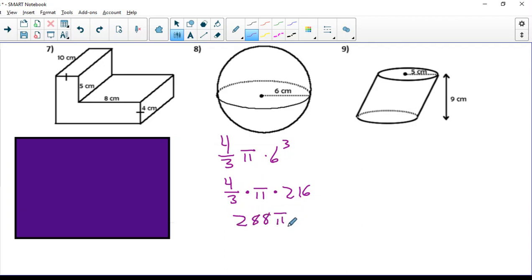times pi. And this is what we're multiplying together. So I'm using 3.14 times 288. That's going to give me, let me draw this in, equals. It's going to give me 904 about 37. And again, with our units, this is going to be centimeters cubed, always cubic units for volume.